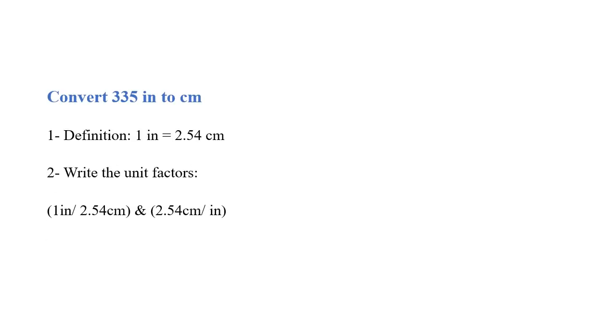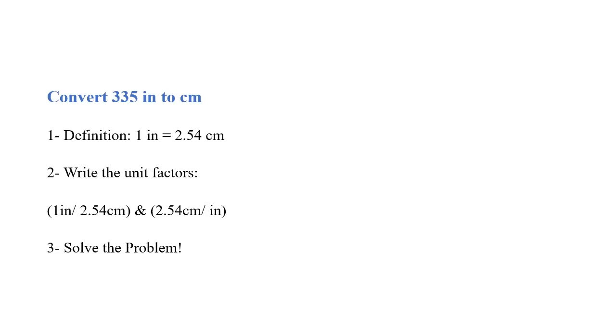Convert 335 inches to centimeters. Exactly the same steps. Step 1, definition: 1 inch is equal to 2.54 centimeters. Step 2, write the unit factors: 1 inch over 2.54 centimeters and 2.54 centimeters over 1 inch. Step 3, solve the problem.